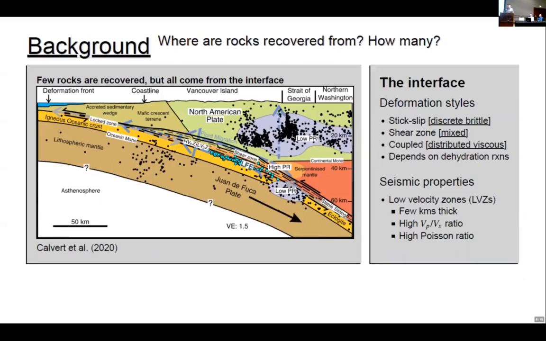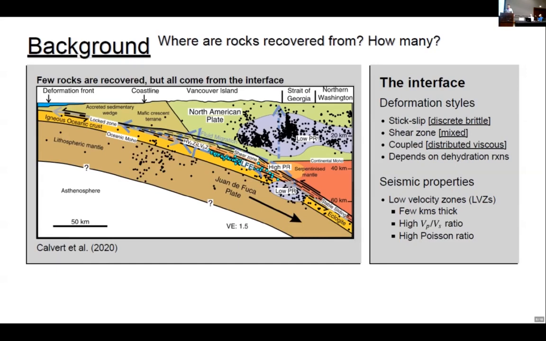But first, to set the context, we know that very, very few rocks are recovered at all from subduction zones, but the rocks that are recovered are all recovered from the interface between the upper plate and the oceanic plate. We know quite a bit about the interface despite not being able to observe it directly. For example, we know that there's different deformation styles that depend strongly on the temperature and also the dehydration reactions going on in the oceanic crust.